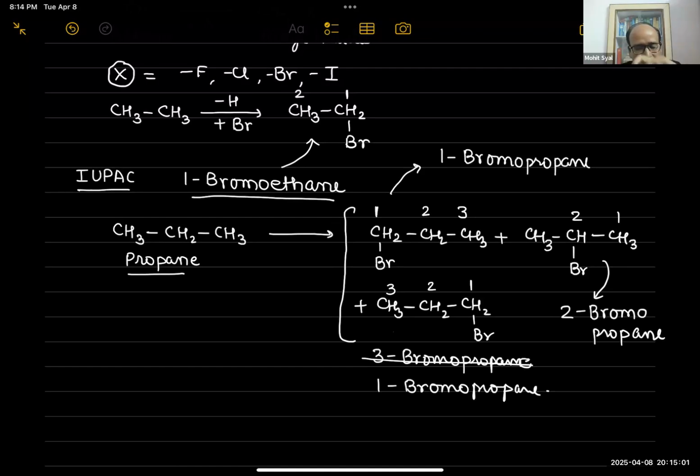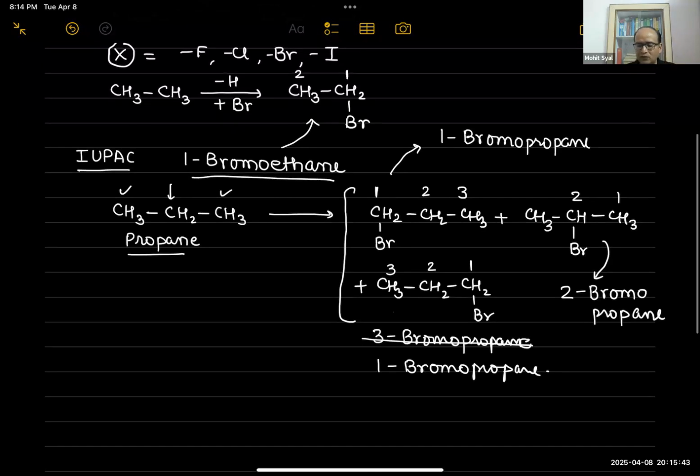Instead of making all this, I can do the planning prior to starting the drawing of the structure. Look, this is a symmetrical molecule, and this side and this side are the same. Are you getting me? This is also methyl, this is also methyl, right? So either bromine on this side or this side, it is going to be the same, because if you flip it like this, it is going to be the same. So 1 bromo and 3 bromo are just identical. And there is one middle carbon that will be different. So that will be 2 bromo. So 1 bromopropane and 2 bromopropane. There are 2 monobromo derivatives of propane.